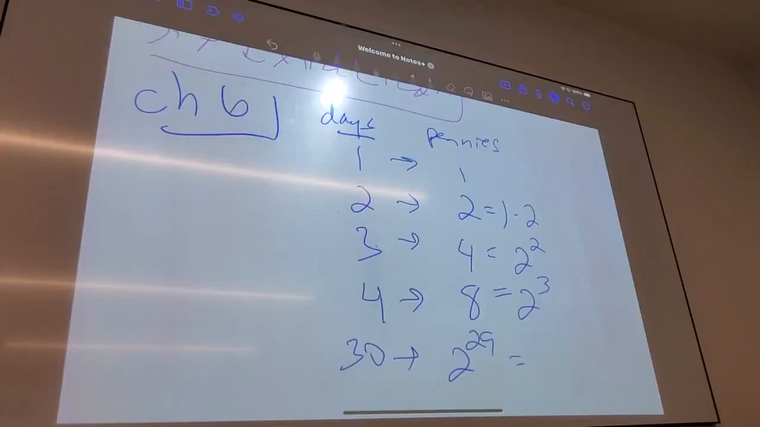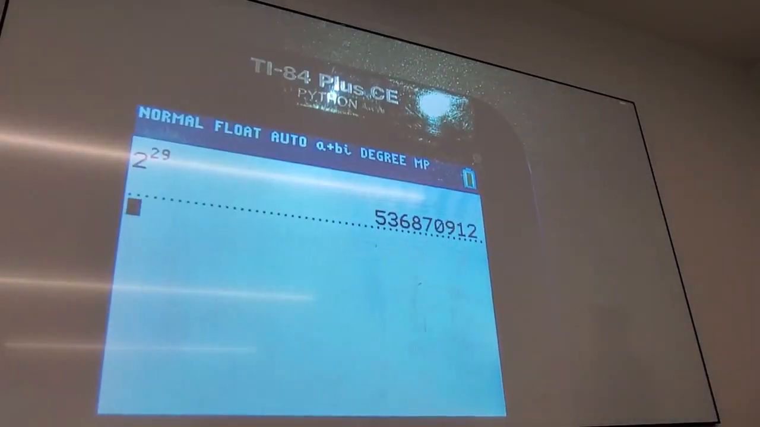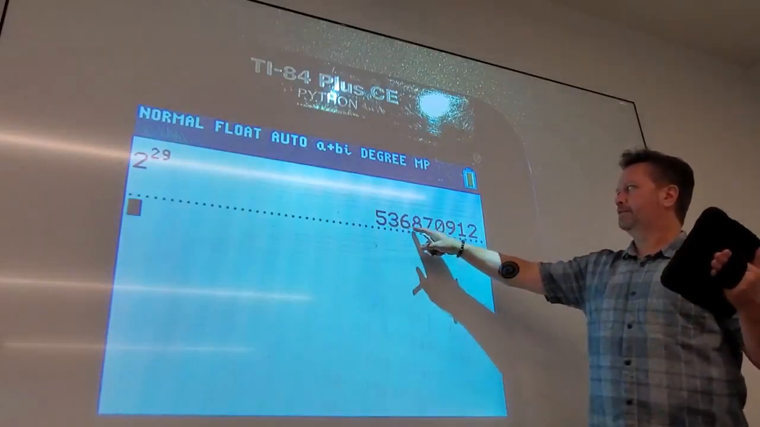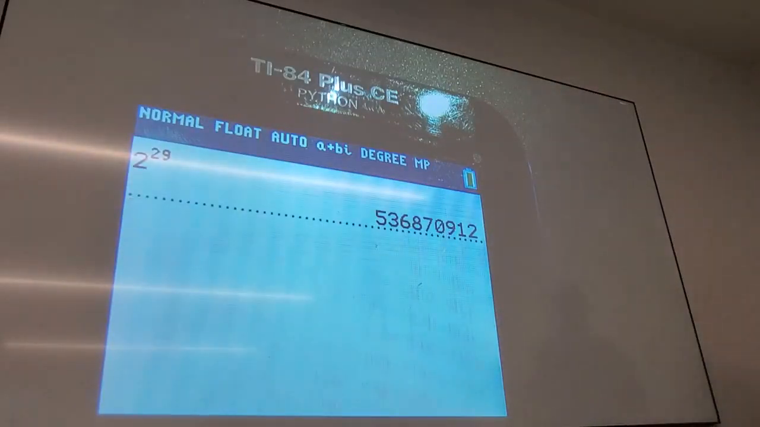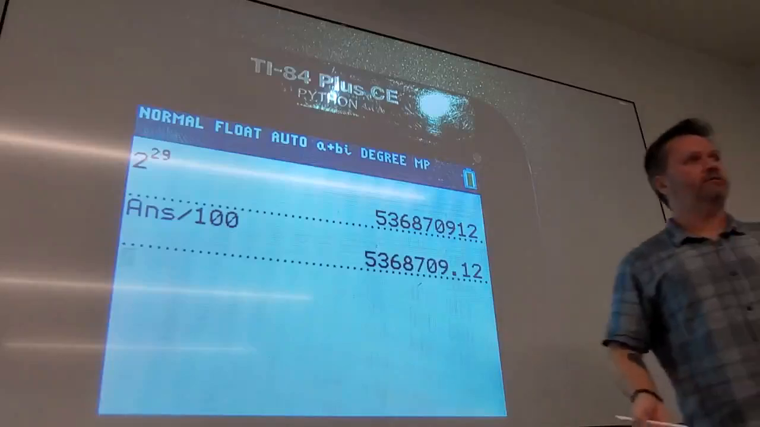Does anyone have a calculator with them? Let's see if a calculator can do this. 2 to the 29th power. I'm pretty sure it won't overflow. Yeah, good. Okay. You guys get something? Now that's that many pennies, yes? That is 536 million, almost 537 million pennies, yes? How many dollars is that? 5.36 million, yes? We're at 5.37 million.